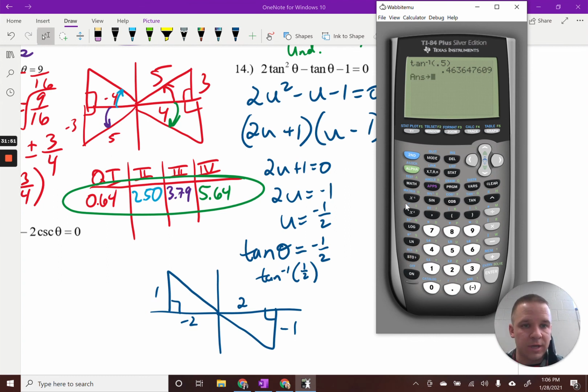I'm going to store that in my old school calculator here as A. You don't have to do that if you can arrow up and just grab it. So now what I would do is for that second quadrant, I'm going to do pi minus that value.